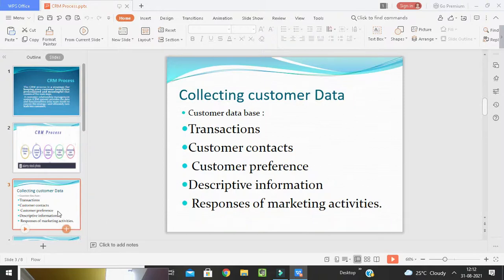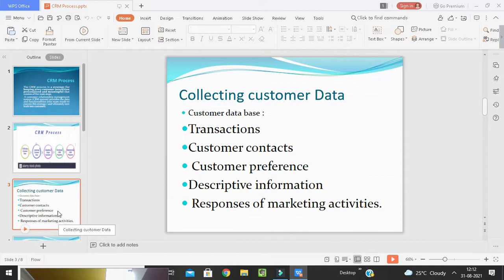Now, collecting customer data. It includes transactions, a complete history of the purchases made by the customer: whether he purchased the product on debit note, credit note, or cash, and how much, what sort of quality he prefers, what the sales value and price volume are, and what the customer need is, on which date and time, and for which festival, function or occasion he purchased. The data will be there with the company.